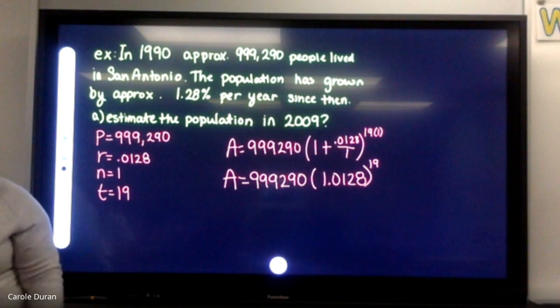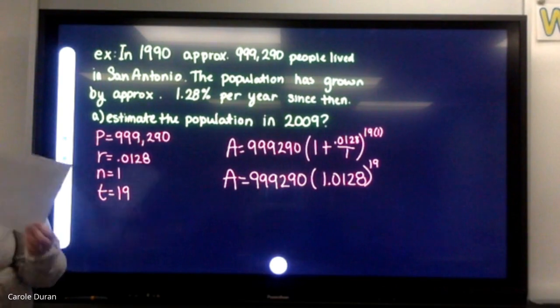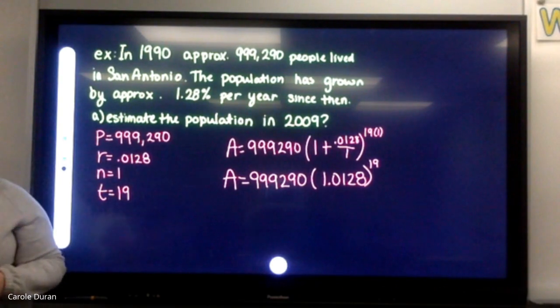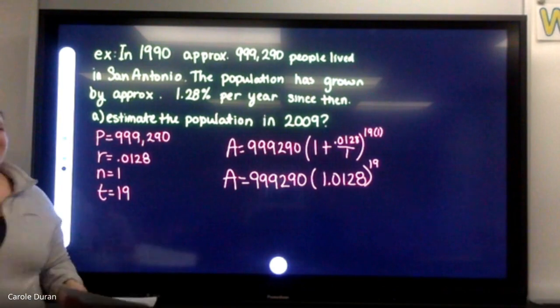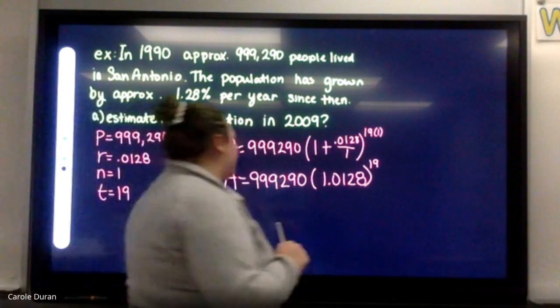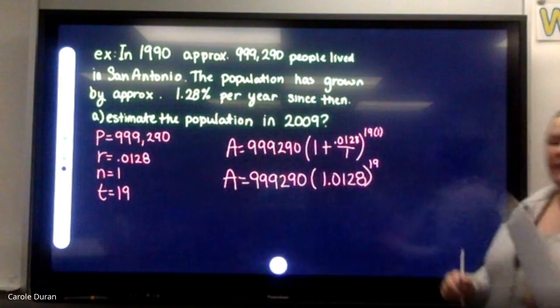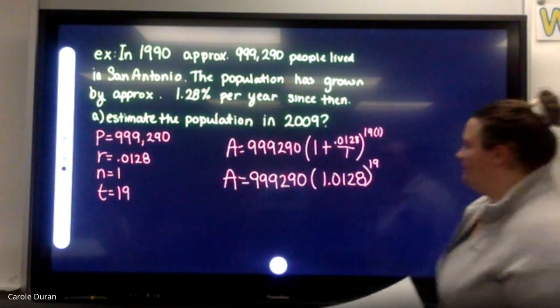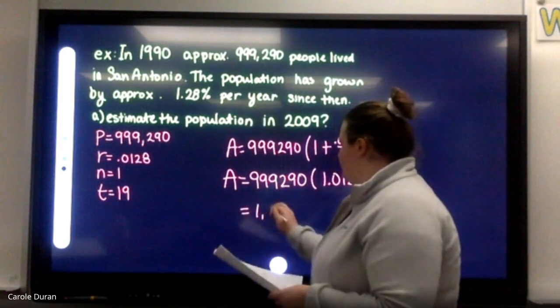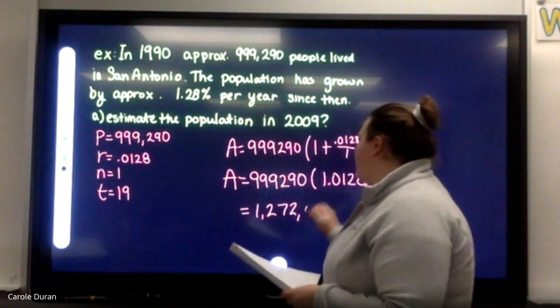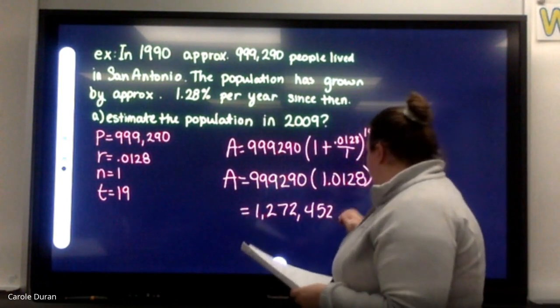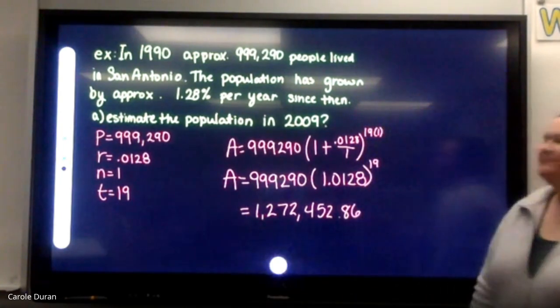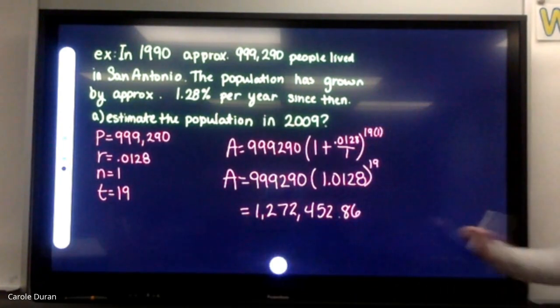999,290. That's a lot of people. Yeah, like 1 million. And you should have gotten 1,272,452 and 0.86. So we would round that up, obviously, because you can't have that many. You can't have a percentage of a person. That's not how that works. So you could say 53.